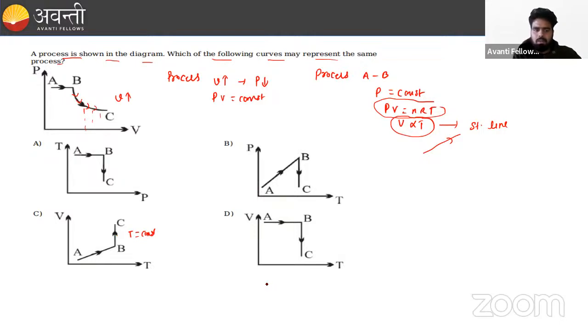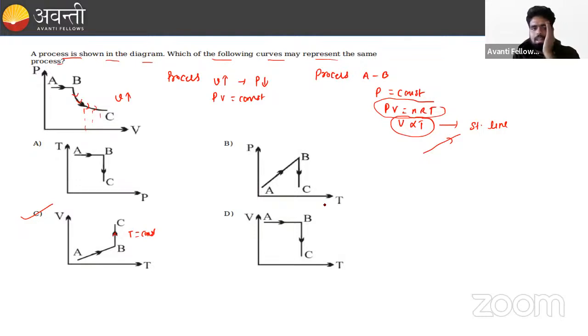And what is the second clue? As we move away from point B, volume is increasing. This is also happening here: from point B to C, volume increases. So on the basis of this analysis, we can say BC is the correct graph for volume versus temperature, and AB is also correct. So option C is the right answer for the given problem.